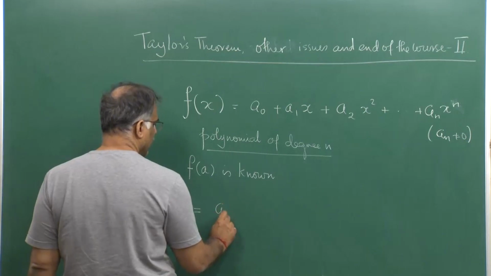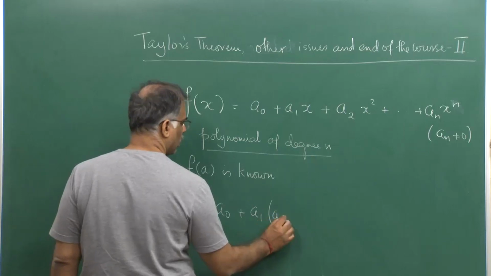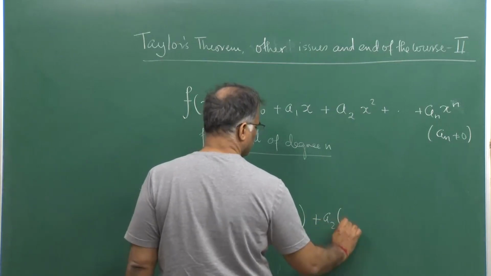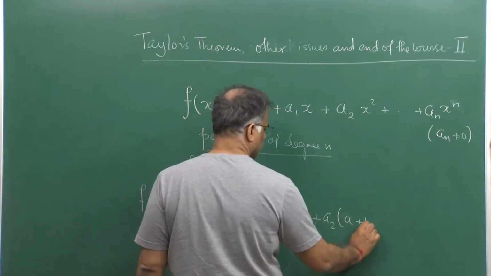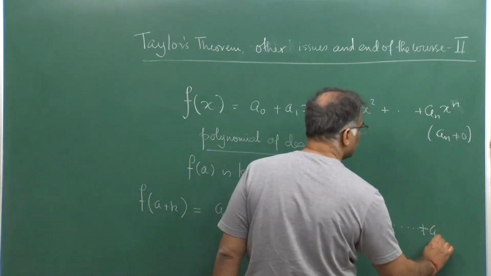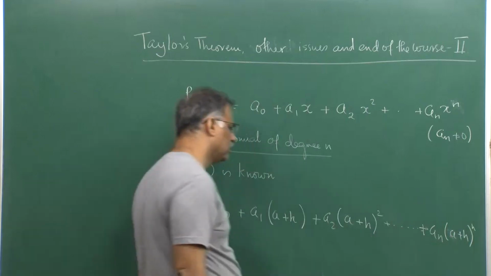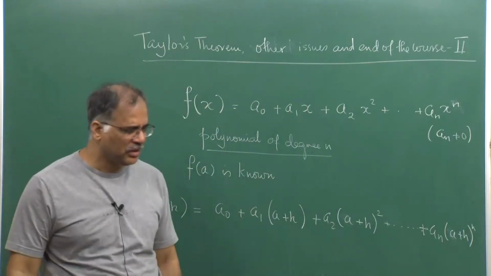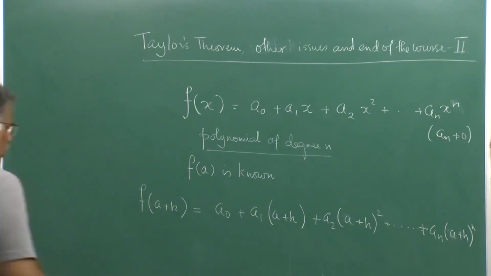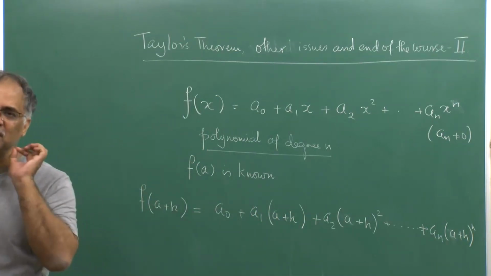So what I do, I write a0 plus a1 (a plus h) plus a2 (a plus h) squared, and so on, up to a_n (a plus h) to the n. You can say, okay, I can do binomial expressions and I can do something with it. Then I will be able to write down the new coefficients. Taylor found a very simple way to do that.